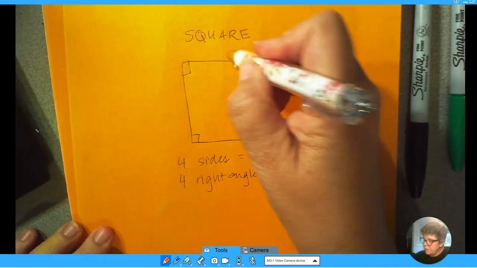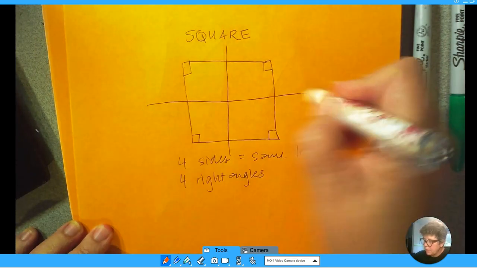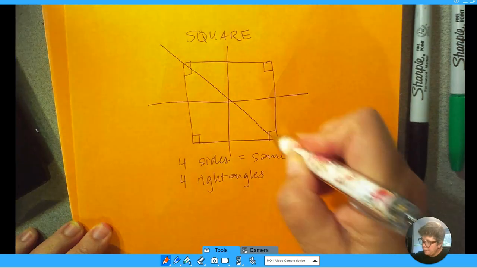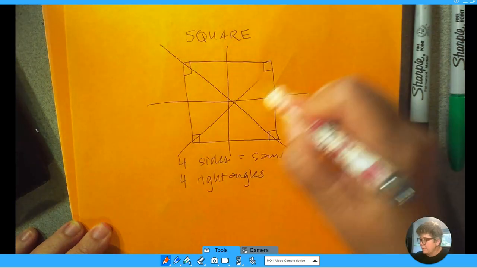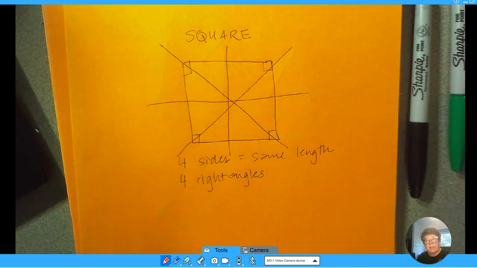Do you notice that it has 4 lines of symmetry? Let's see, lines of symmetry. 1, 2, 3, 4. To cut it completely in half, like if you're going to fold it, right? 4 lines of symmetry. It is a rectangle as well. It's also a rhombus and a parallelogram and a trapezoid and a kite. It is so many different names, right?